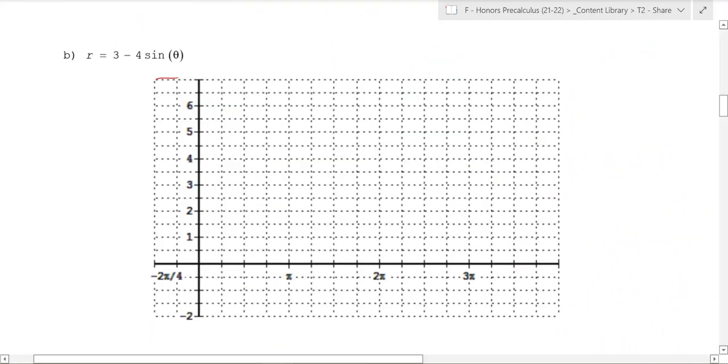So let's do the same thing, but for r equals 3 minus 4 sine theta. We know the midline is going to be at 3, and it's going to go down 4. So it's going to go down to here. It's going to go down 4. There's negative 1 right there. And then it goes back up to the midline, and then it goes up again all the way up to here, and then it goes back down to 2 pi. So when you graph this, you end up with this curve right here.